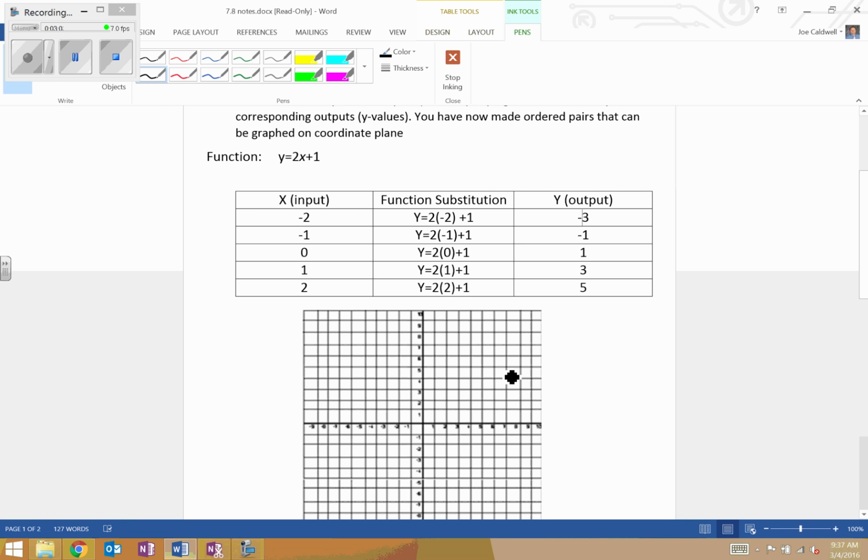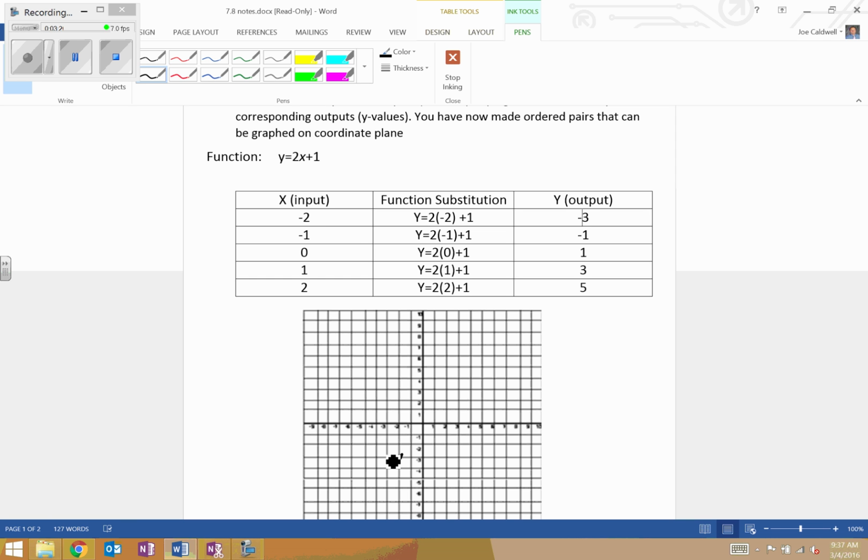So if I look, I'm going to go back. Remember, x tells you left and right. So I'm going to go back to negative 2 and down to negative 3 and make a dot. That's my first dot. In order to make a line, you need 2 dots to be able to connect them to make a line. We're going to go ahead and graph all of these.